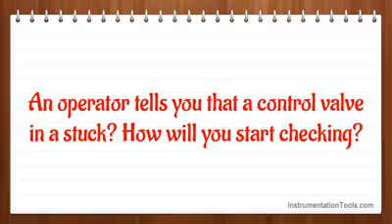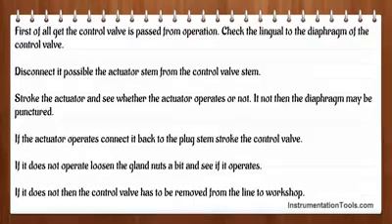An operator tells you that a control valve is stuck. How will you start checking? First of all, get the control valve passed from operation. Check the air supply to the diaphragm of the control valve. Disconnect, if possible, the actuator stem from the control valve stem. Stroke the actuator and see whether the actuator operates or not.